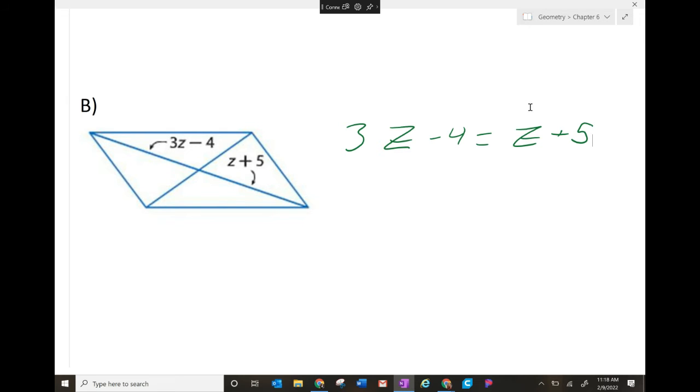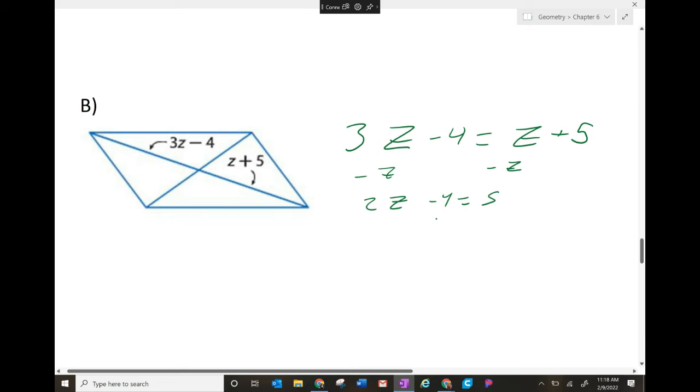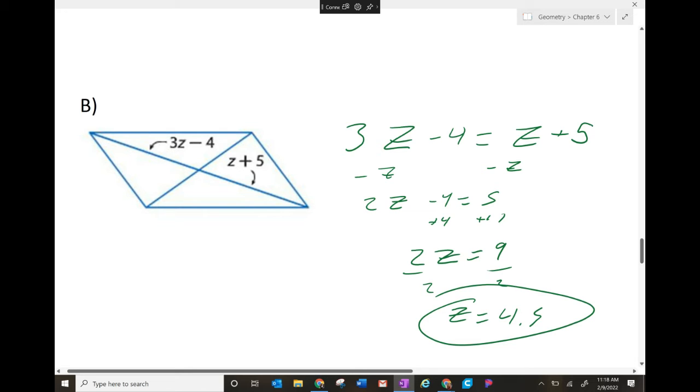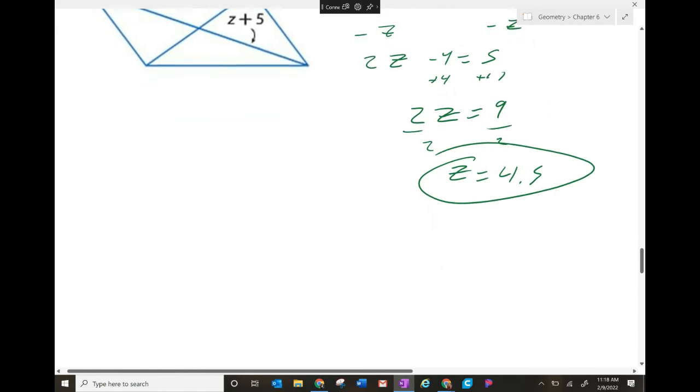All right, so I've set it up. For those people who are still working on it, I will kind of work through it with you. So I've got 3z minus 4 equals z plus 5, so minus z to both sides. I get 2z minus 4 equals 5. I'm going to add the 4 to both sides, plus 4, plus 4. 2z equals 9. Divide both sides by 2. Z equals 4.5. Questions on that part?